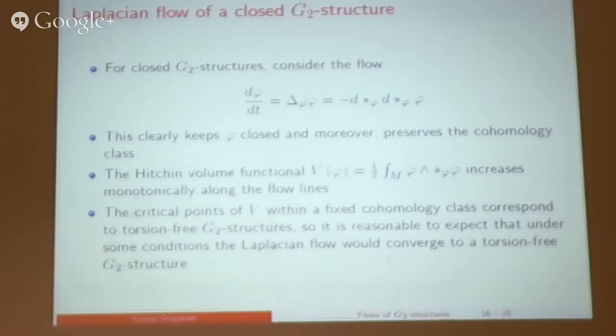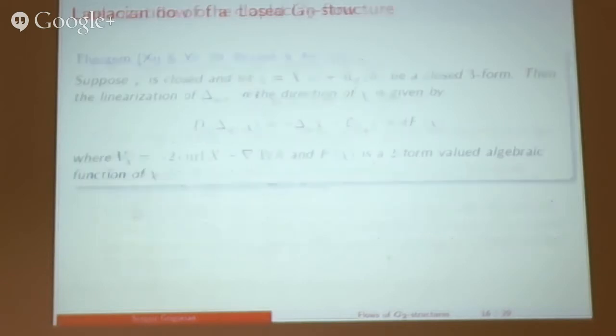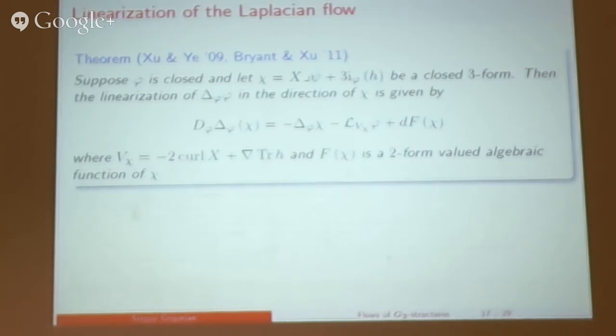So one of the ideas is that it should theoretically converge to a torsion-free G2 structure. The Hitchin functional increases along the flow lines, and it has been shown by Nigel Hitchin that the critical points, the extrema of this functional, correspond to torsion-free G2 structures. So we can interpret this flow as a gradient flow for this functional. This is a nonlinear equation, nonlinear operator, so what we do is linearize it.